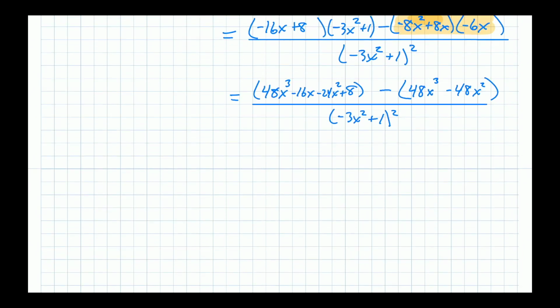So we get that. We're going to keep going. So let's see what happens here. I've got a 48x cubed, and then a minus 48x cubed. So those are going to be gone, right? I can see that. That's going to cancel.